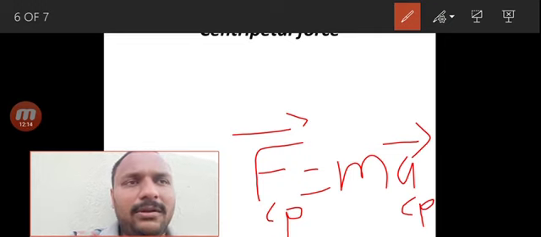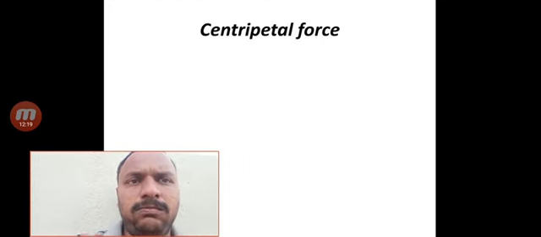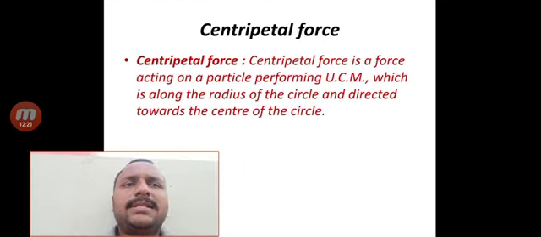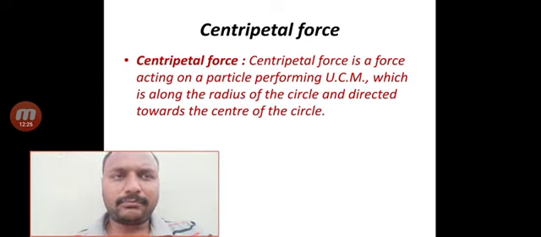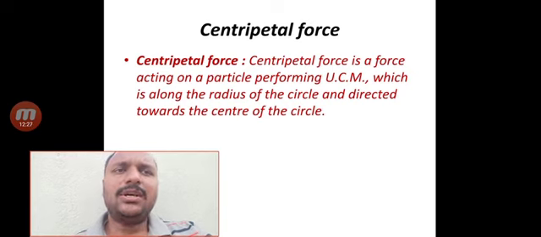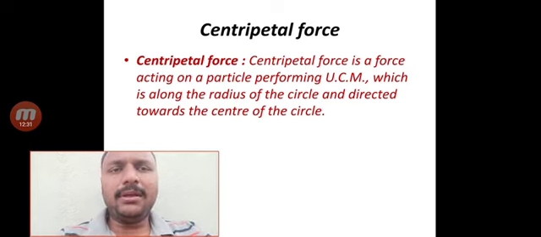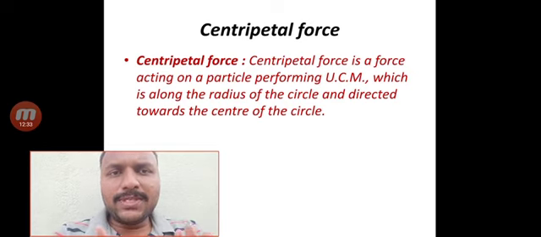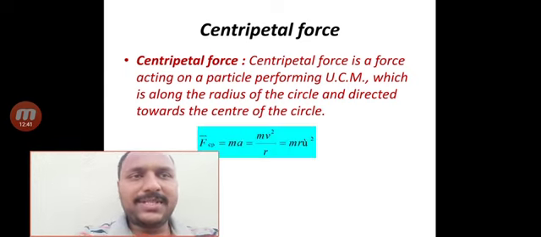Okay, then what is a centripetal force? Definition of a centripetal force: centripetal force is a force acting on a particle performing UCM, which is along the radius of the circle and directed towards the center of the circle. Or simply we can say that in a UCM, the force along the radius toward the center is called a centripetal force. Why do we use the special word UCM?